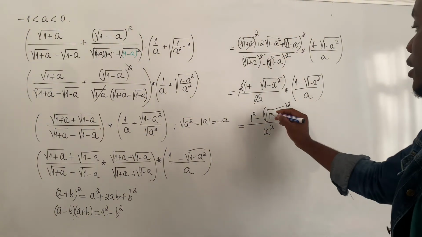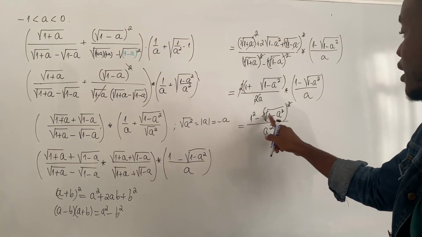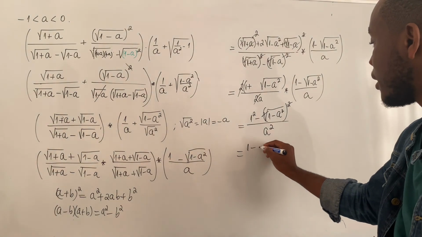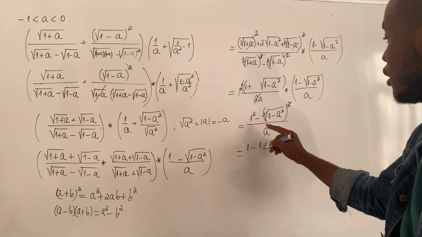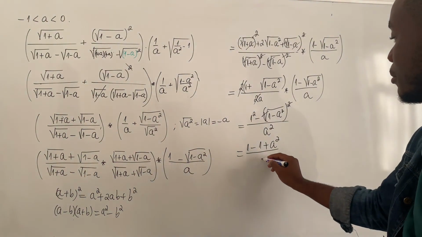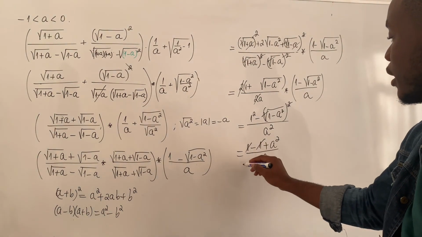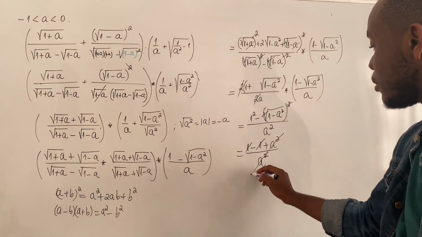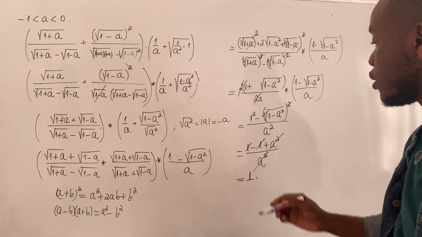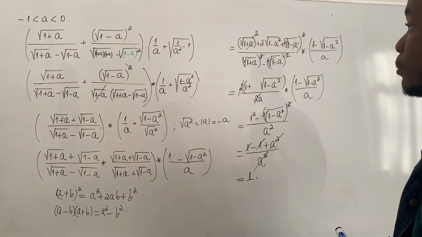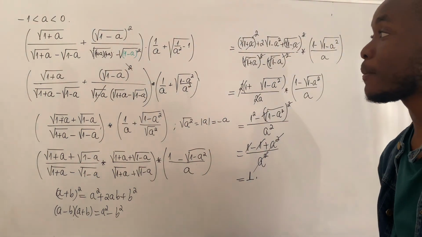Now we can simplify this negative enters. We have 1 minus 1 plus a squared, because this negative and negative becomes negative. So 1 and 1 cancel, a squared over a squared simplified, and we are left with 1. So that means our solution for this simplification is 1.